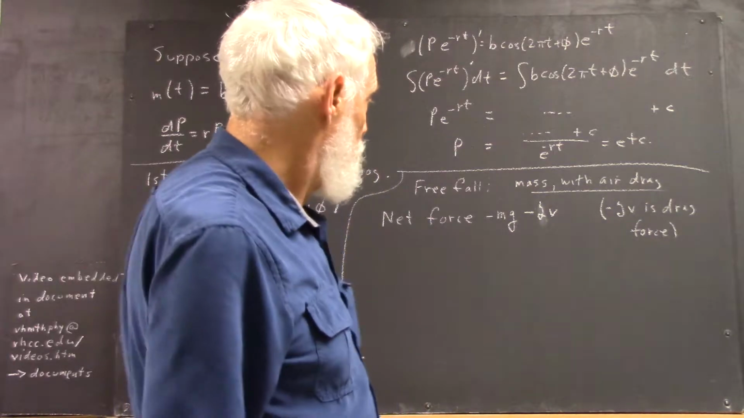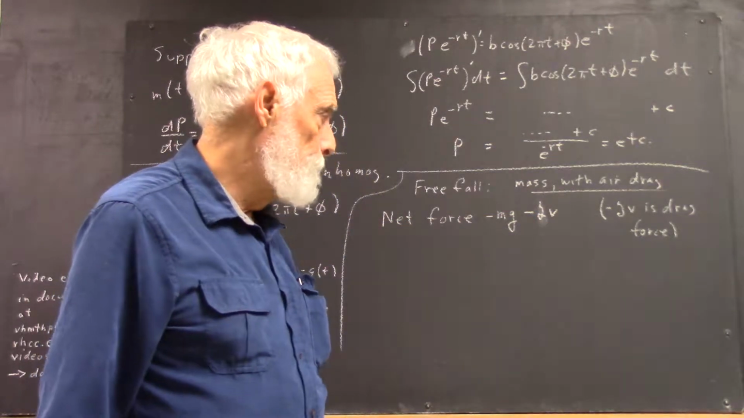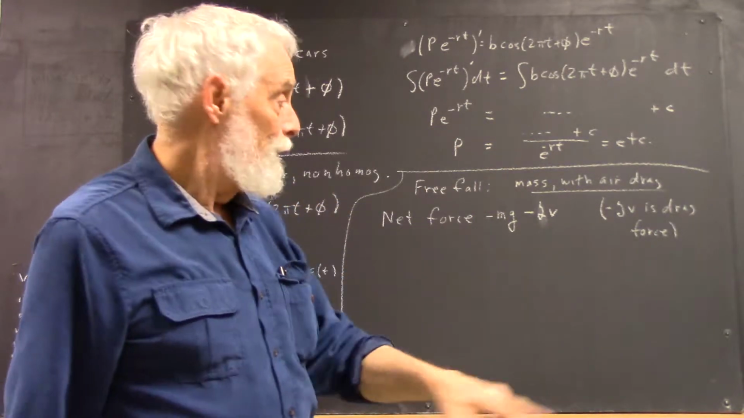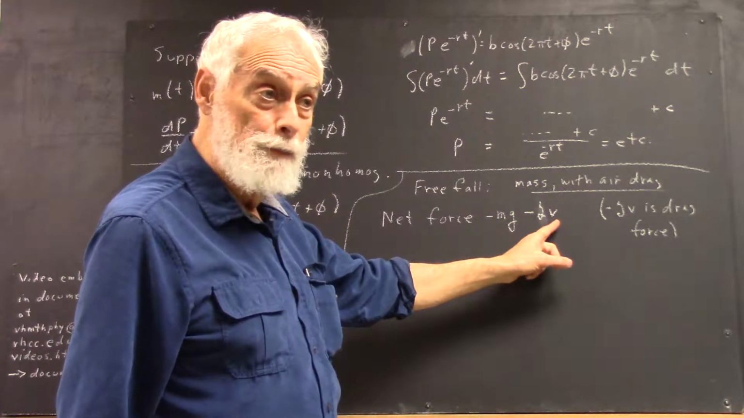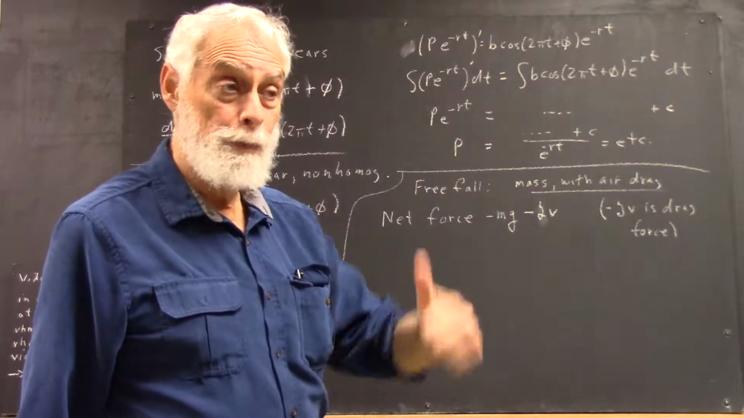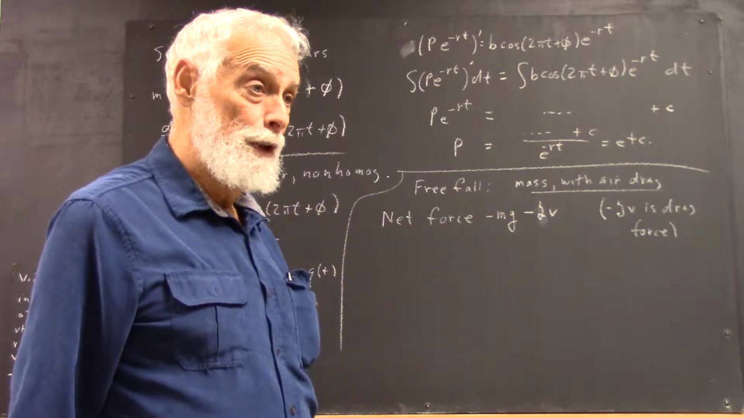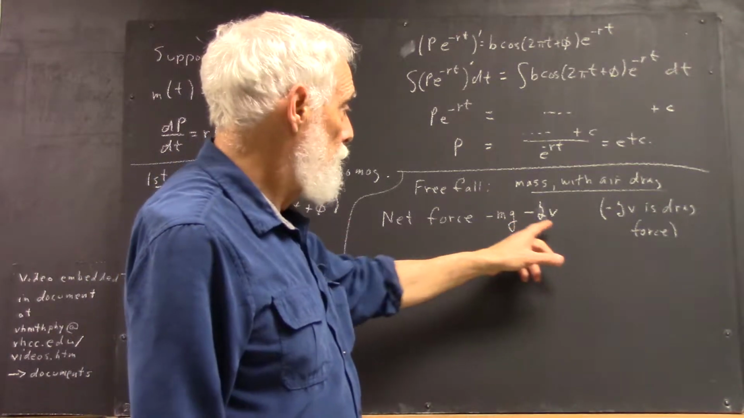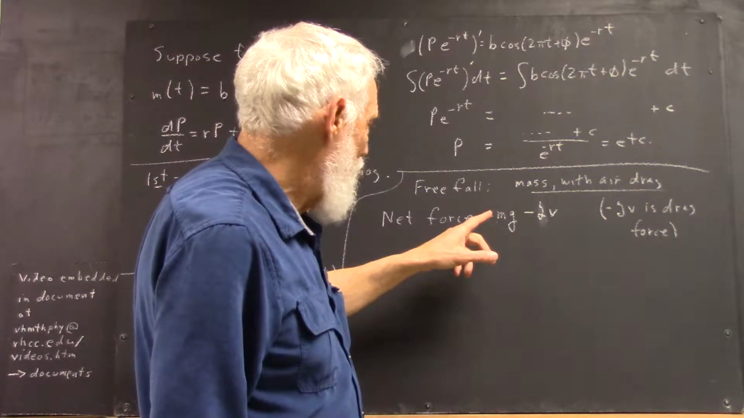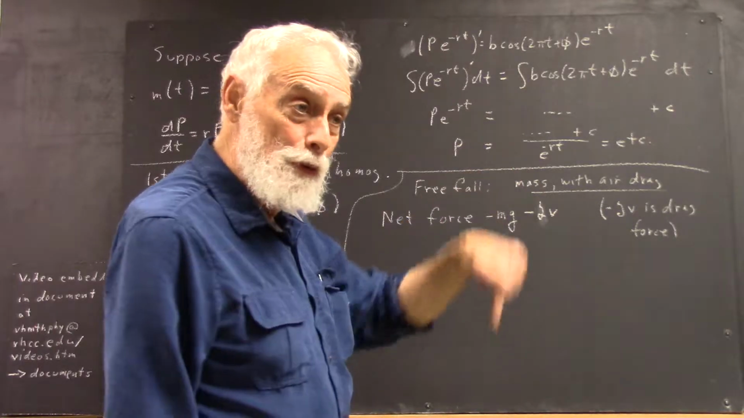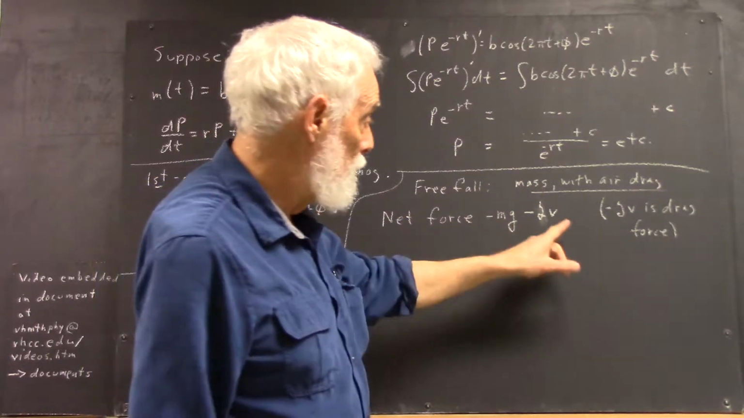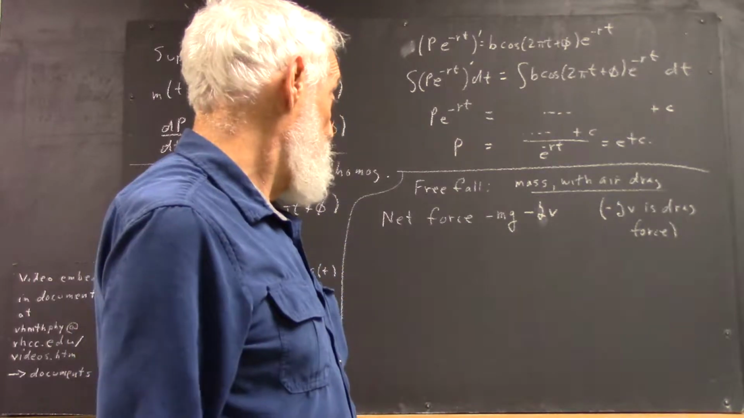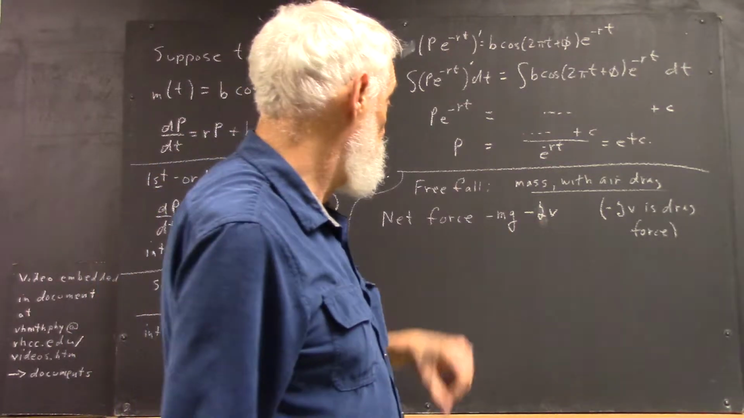Now, the signs are such that if the velocity is in the downward direction, the drag force, being a negative multiple of the velocity, is in the upward direction. Okay? So this looks like you've got two negatives, and it looks like the drag force is adding to the downward force of gravity, but that's not true because the velocity is going to be negative. Okay? Now, that's one possible case.